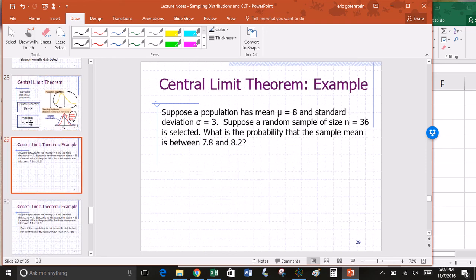All right, so now to apply the central limit theorem. Calculating probabilities using the central limit theorem is similar to calculating probabilities using the normal distribution, which we've covered already. It's actually very, very similar. So in this case, we're given the population mean, and we're given the population standard deviation. We're given the sample size of 36. And the question is, what's the probability that the sample mean is between 7.8 and 8.2?